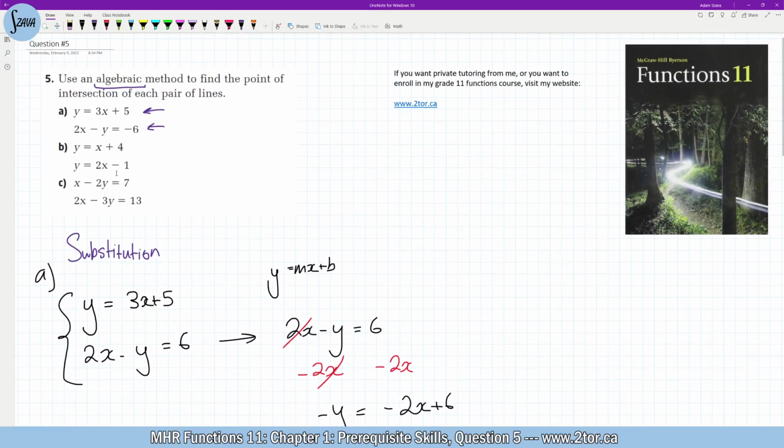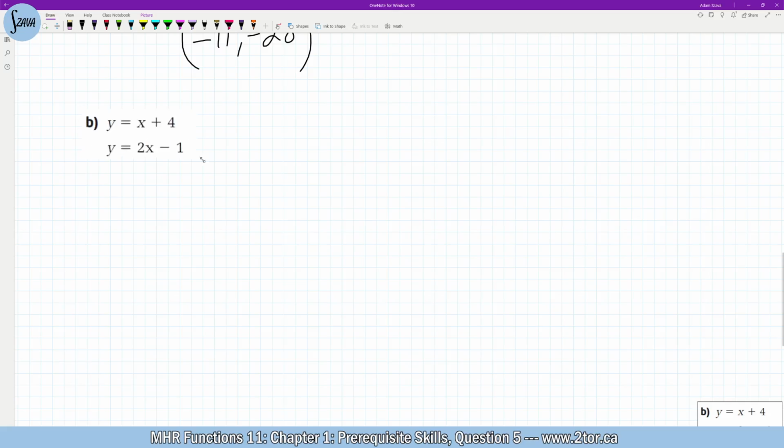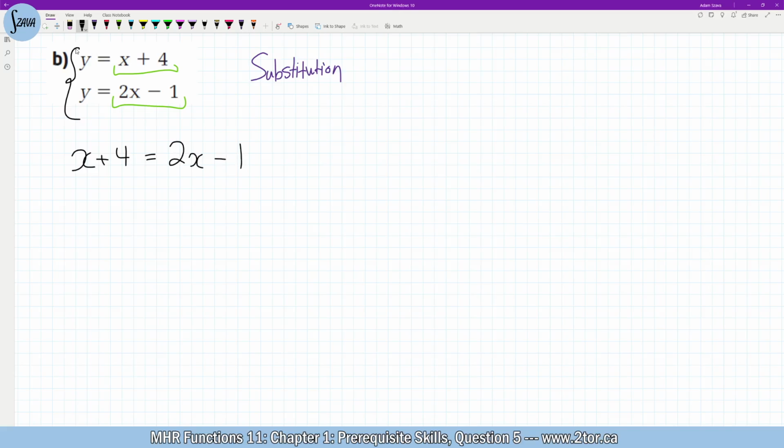Okay, so part B is even simpler because the lines are already written in slope-intercept form, right? y equals mx plus b, y equals mx plus b. So all we have to do immediately at this point, I like to draw the bracket just to show that they're kind of together. If we're doing this by substitution again, we just take the right side of both equations and set them equal to each other because they're both equal to y. Okay, so x plus 4 equals 2x minus 1.